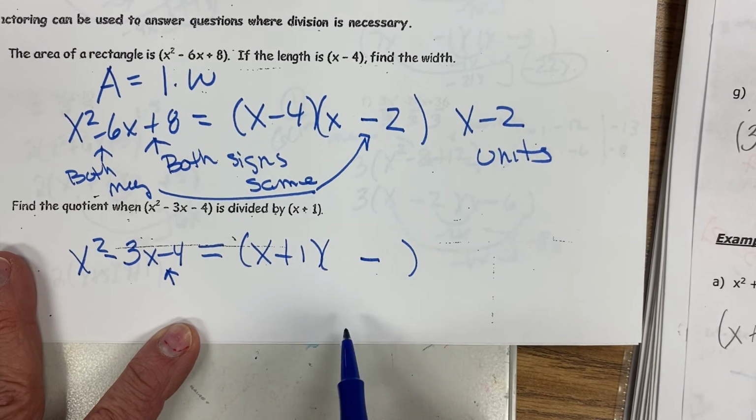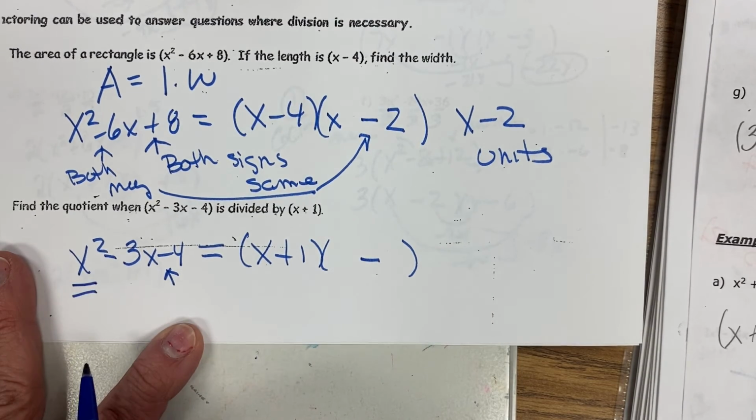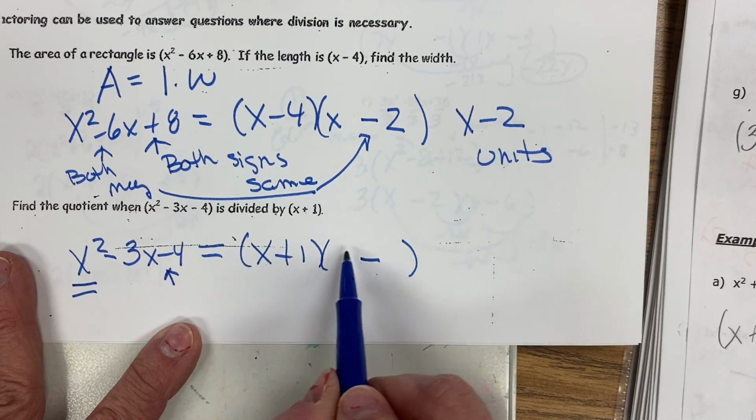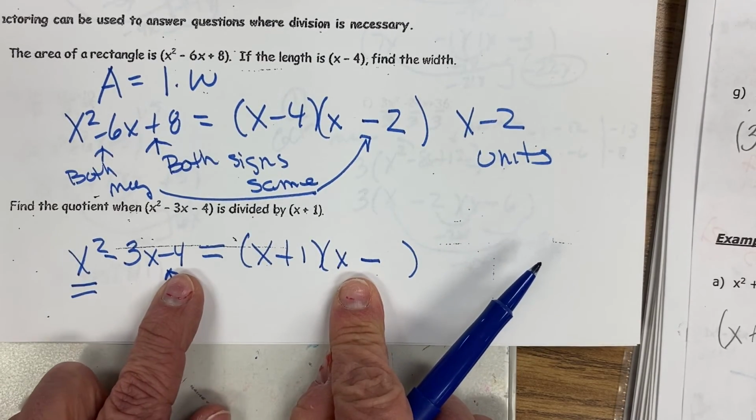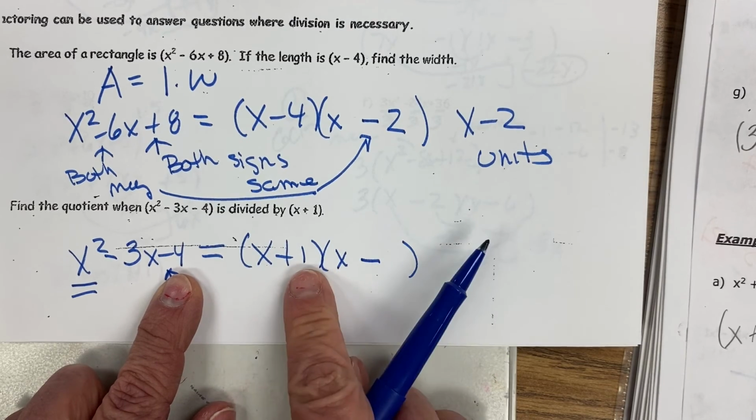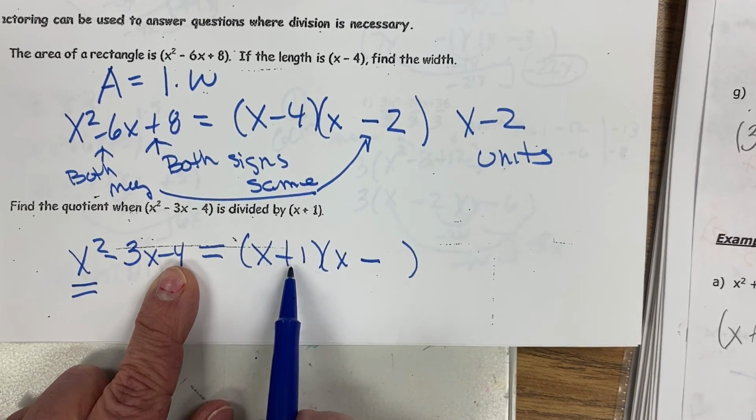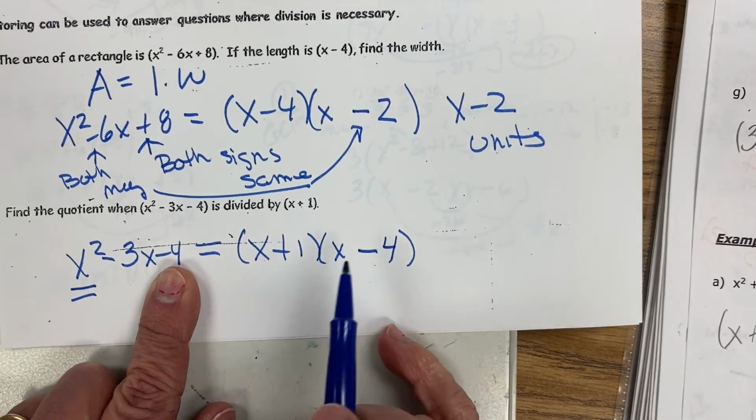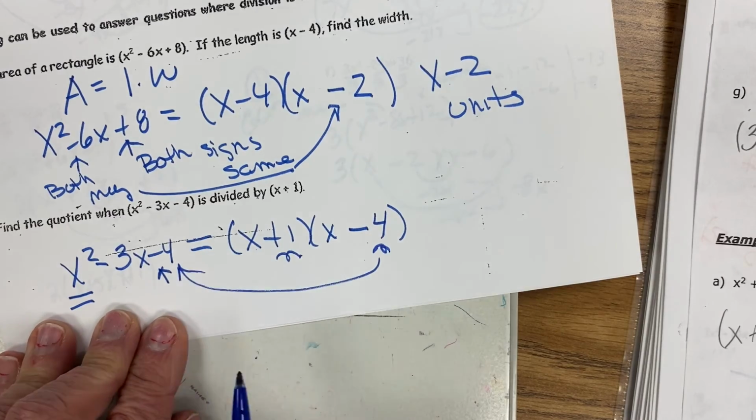So I'm using what I know about factoring. I know the first one is x squared, so x times x is going to give me x squared. I'm looking at my c value, and I know 1 times something has to give me a negative 4. This is a positive 1, so this has to be 4. So that is how I figured that out.